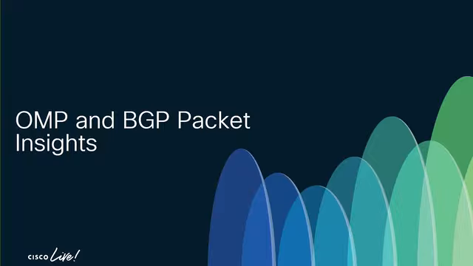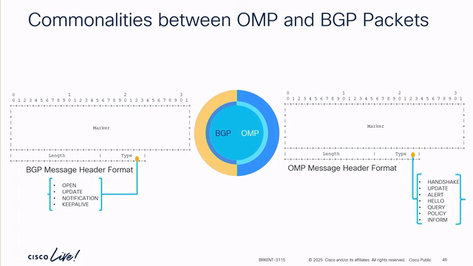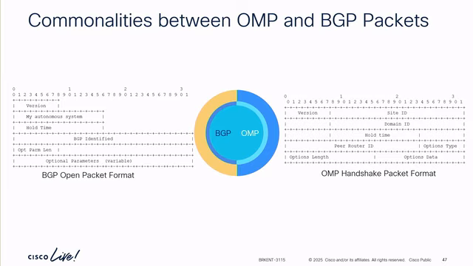So now we're going to talk about the similarities in terms of packets we can have with the BGP, right? Because we say that the OMP is derived from the BGP. So in the BGP, we have marker, length, and type. Everyone knows that. We have a 16-byte marker, a 2-byte length field, and a type field, and in the type we can have open, update, notification, and keep alive. Same is the case with the OMP. We have a marker, length, and type, and the type can be the packets we mentioned earlier: handshake, update, and alert.